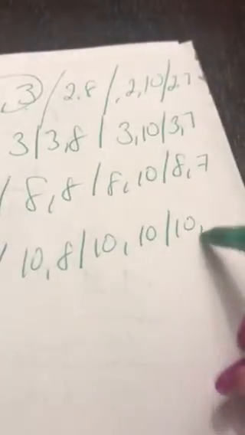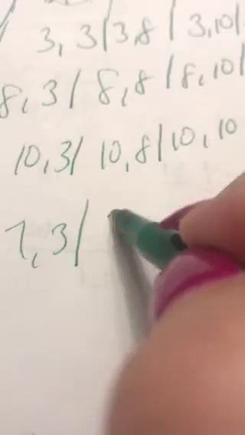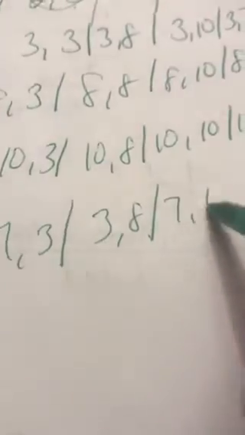By doing this in an organized way, I'm making sure that I'm getting every possible combination and I'm not missing any. It's just a matter of going in order with all the possible different numbers that were available. 7 and 2, 7 and 3, 7 and 8, 7 and 10, and double sevens. Okay, so those look like all of our possible combinations.